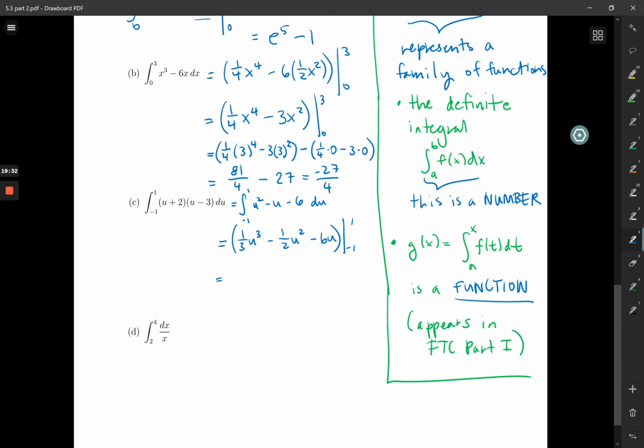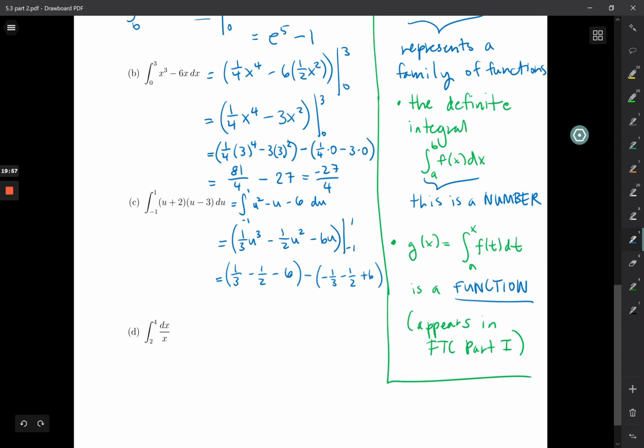And so remember, you always start with the top one. You plug that one in first, and then the bottom one. Okay, so that will be 1/3, but this is just 1, so minus 1/2 minus 6, and then minus, this will be negative 1/3 minus 1/2 plus 6.